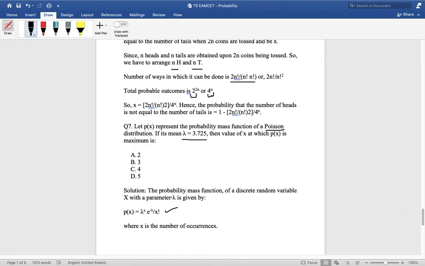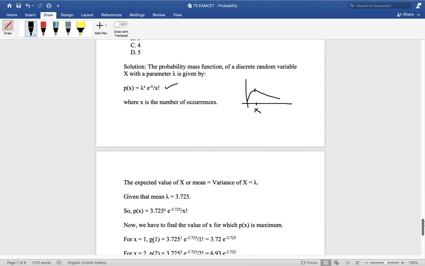So now I have to compute x so that Px is maximum. The graph should look something like this. If you plot Poisson distribution, it might look something like this. So it maximizes at this one point here, x. So I have to compute this x. Okay. So what is given to us is that the mean lambda is 3.725.